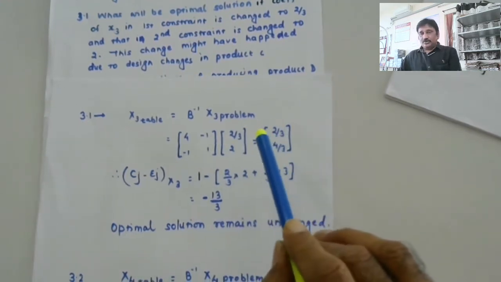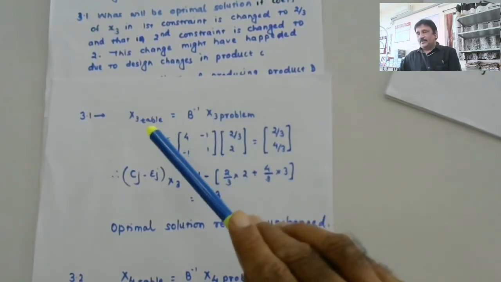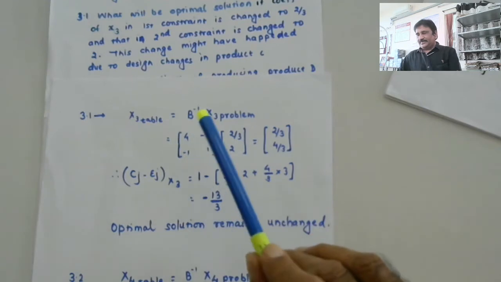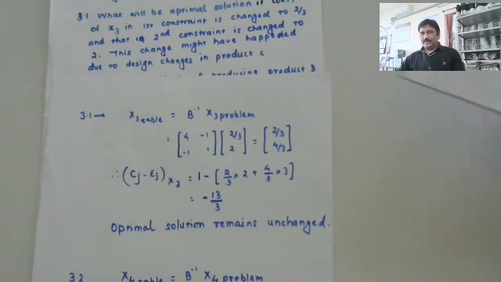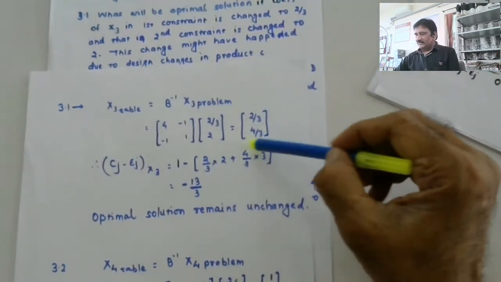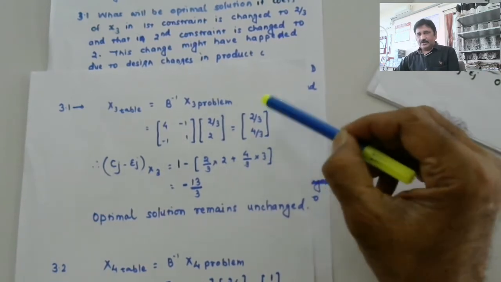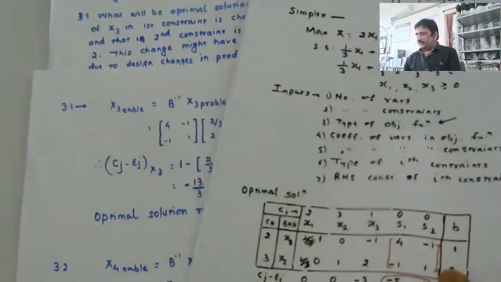Now you want to find out what will be the Cj minus Ej value for x3. If that comes positive, then you will have to go for one more iteration. If that comes negative, then whatever you have is your optimal solution. So what we will be doing, we have got this as our x3 column in the table. We'll be multiplying this x3 column by the CB column as we do.